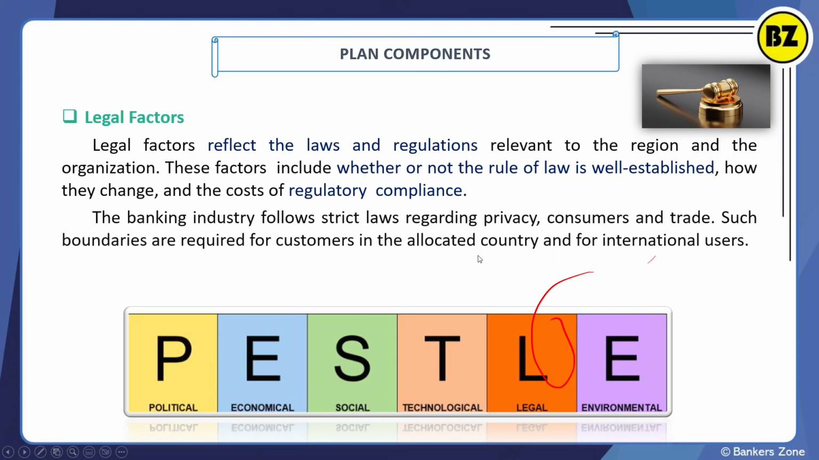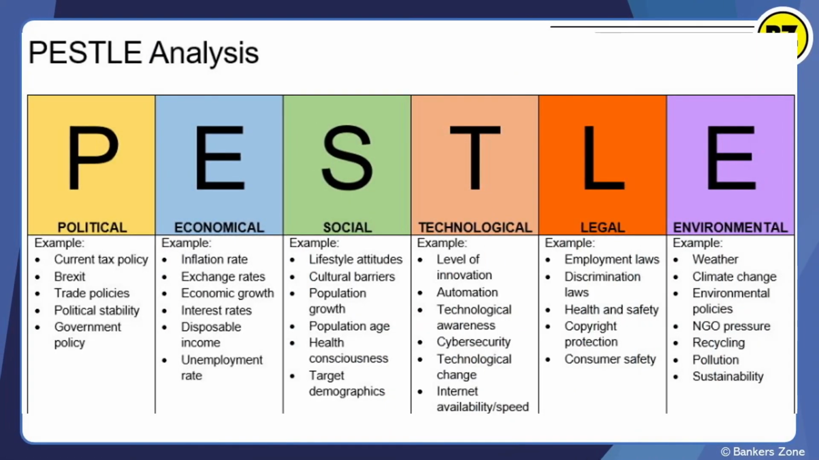Now we have discussed all of PESTEL. Here I will give a brief idea about the PESTEL analysis again, so that it stays in your mind forever. Just see what I am telling. P for political means what are the taxes. Brexit is the best example of political, how Britain exited. Then the trade policy, stability, government policy. E for economic means the macroeconomic factors like inflation, exchange rates, interest rate, unemployment.